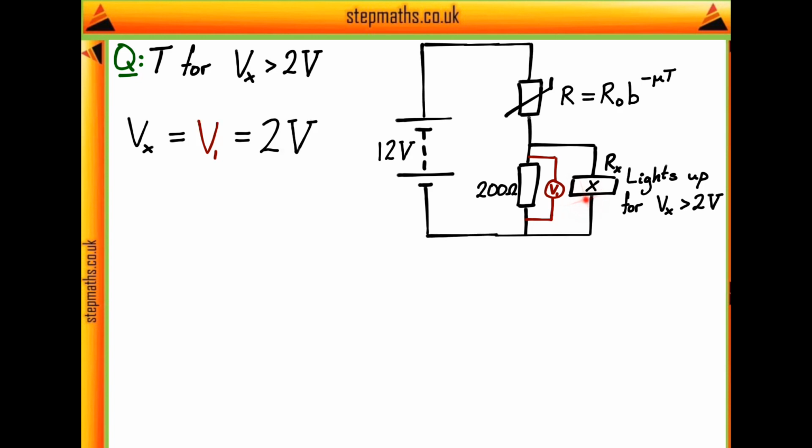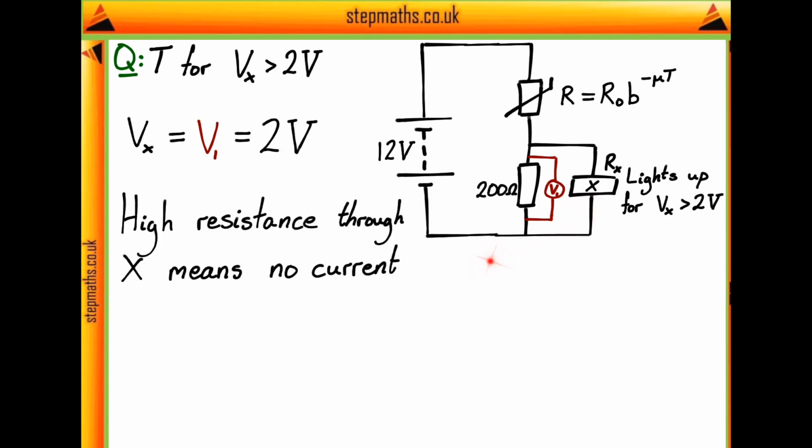Well, we know that X has a really high resistance across it, and since it's in parallel with this 200 ohm resistor, then what we can say is that X has no current through it. Or at least it has no current through it for the sorts of voltages which we're looking at.